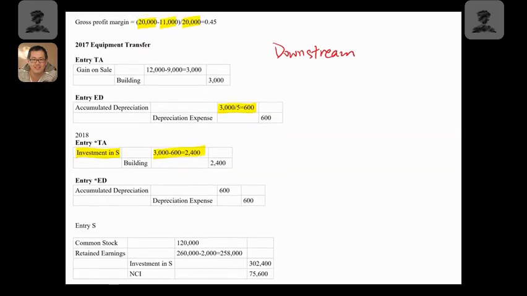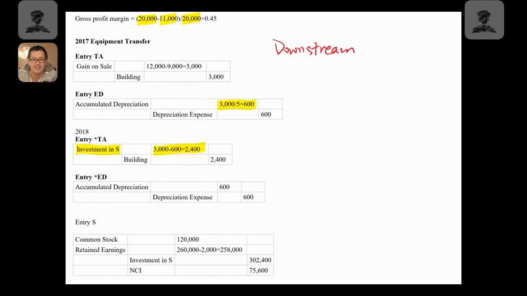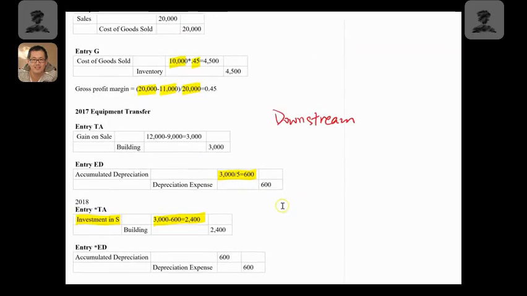Okay, so that's entry *TA, and then for entry *ED, it's the same as entry ED, because the depreciation expense is the same every year. So we debit accumulated depreciation and credit depreciation expense $600. Okay, so that's the next preparation. In the next video, I'm going to give you the consolidation entries.